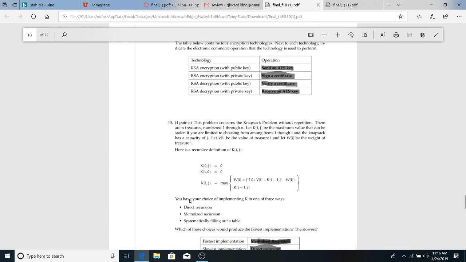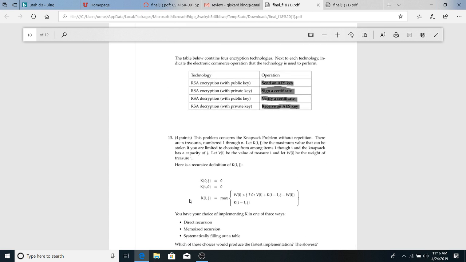Alright, so this one is another dynamic programming problem. We're talking about the knapsack problem without repetition. That's the idea: if you have a limited number of pieces to pick up, once you pick one up, you can't pick it up again. So it's saying pretty much that you don't have infinitely many of every type.